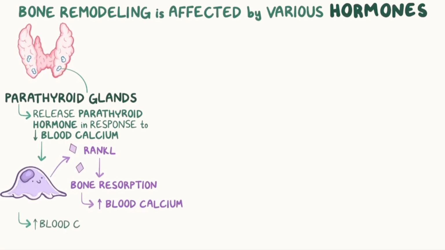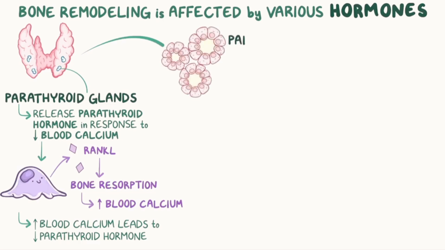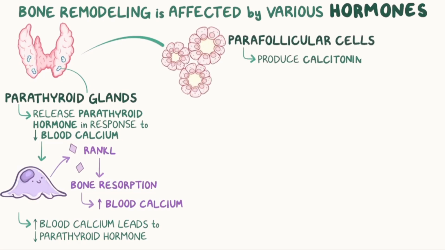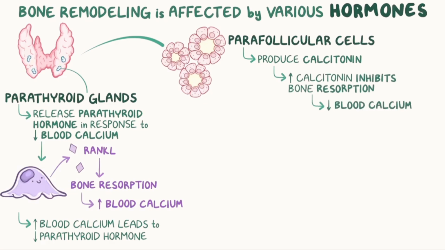Now, when the blood calcium level is higher than normal, the parathyroid gland releases less parathyroid hormone to have less bone resorption. In addition, parafollicular cells in the thyroid gland produce a hormone called calcitonin. High calcitonin levels inhibit bone resorption, which results in lower blood calcium levels.